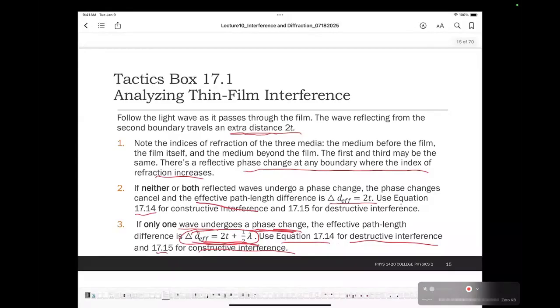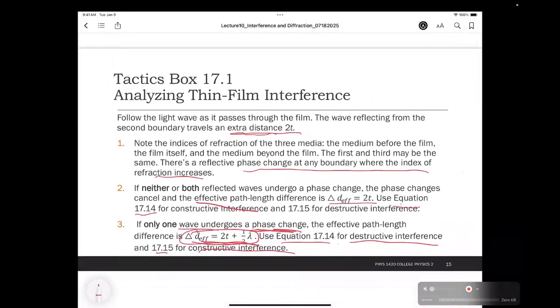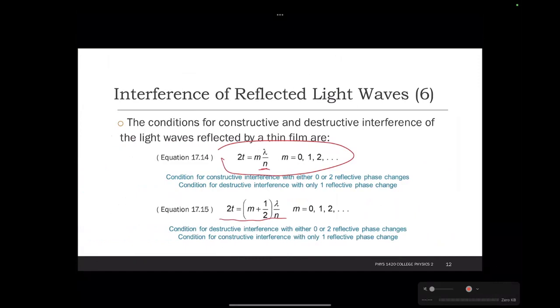Okay, do you know why it's like this? In this situation, we use the equation for constructive interference and the other for destructive interference, but with only one wave undergoing a phase change, it will be opposite. Do you know why? Okay, let's analyze that. You can see here, the distance is 2t, am I right? So which means 2t equals this one.